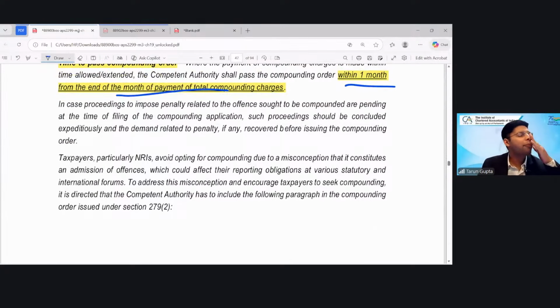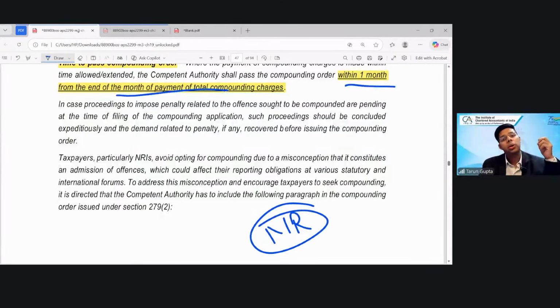The CBDT says that what used to happen is that in case of an NR or a foreign company, they don't go for the compounding, because they believe that the compounding may be treated as acceptance of a default, and in such case they have to report this acceptance of a fraud to their international organization wherever they are placed. So this will cause a lot of harm to them, and therefore they don't go for the compounding.